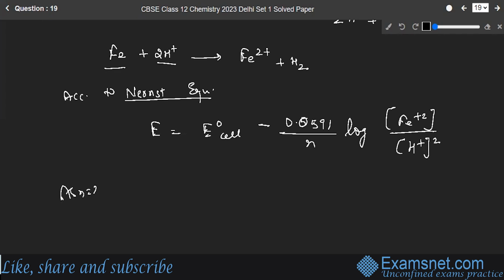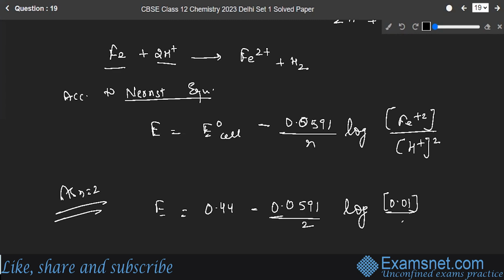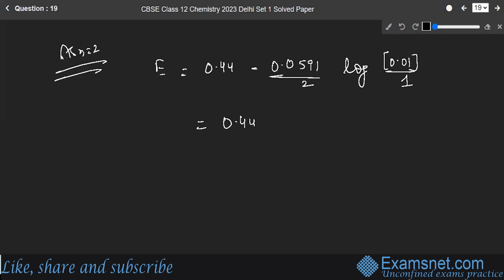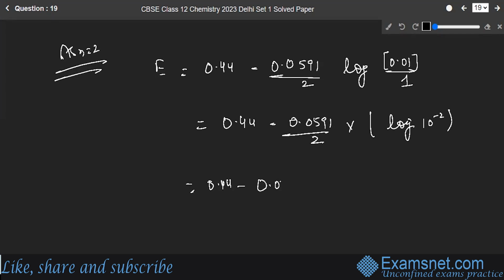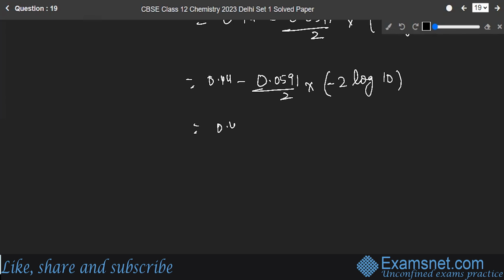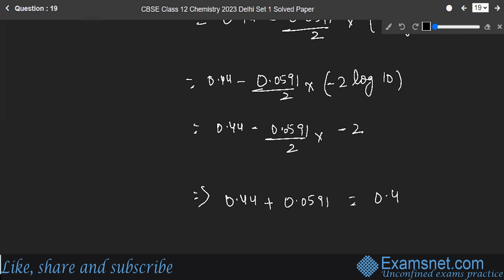Here n is equal to 2. So E will be given by 0.44 minus 0.0591 divided by 2 log of 0.01 divided by 1, and this is equal to log of 10 raised to power minus 2. So this will be 0.44 minus 0.0591 divided by 2 into minus 2 log 10. Log 10 is equal to 1. So this will be equal to 0.44 plus 0.0591, that is equal to 0.4991 volt. So this is the right answer to the question.